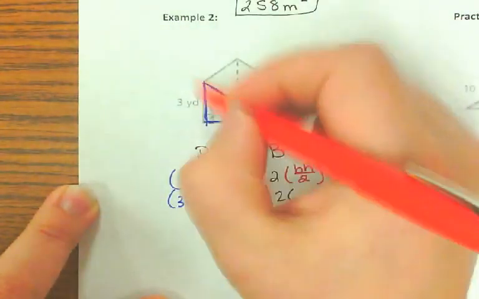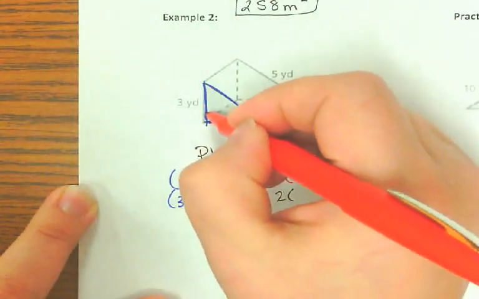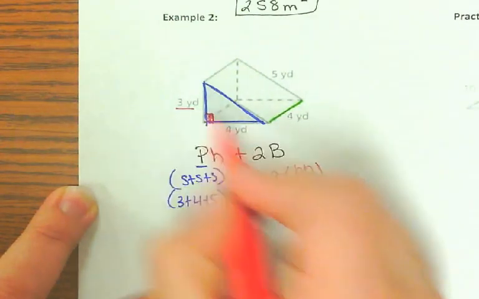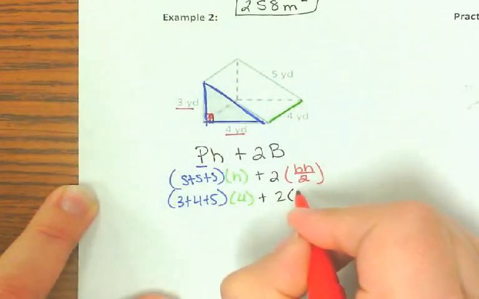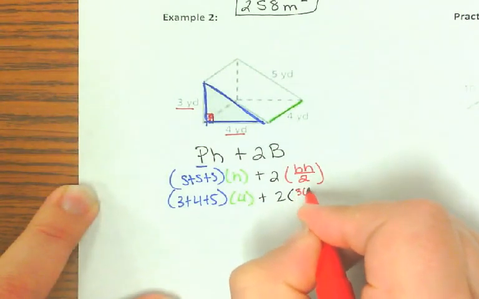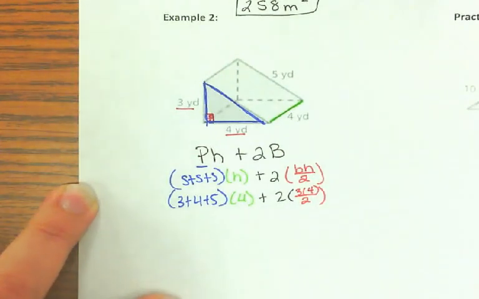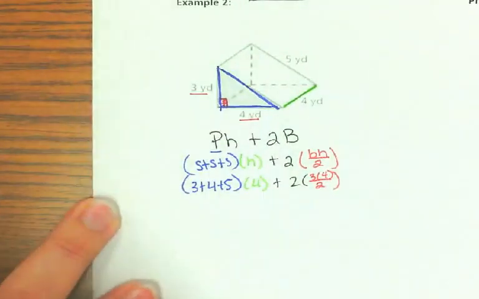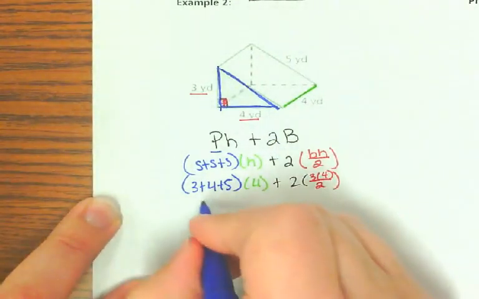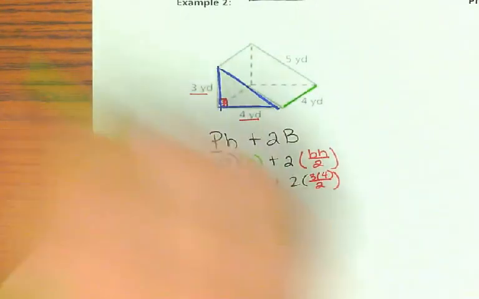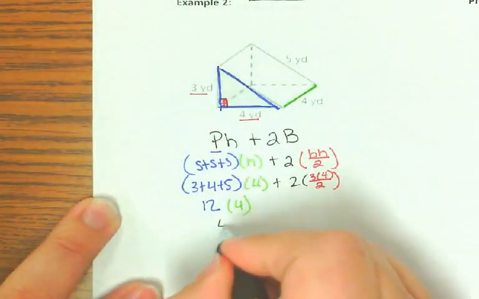So your height and your base, remember, have to make a right angle. So my right angle is right here. So my height is 3 and my base is 4. So 3 times 4, and then because remember it's a triangle, we have to divide by 2. Okay? So 4 plus 3 plus 5 is going to be 12. Then 12 times 4 is going to be 48.